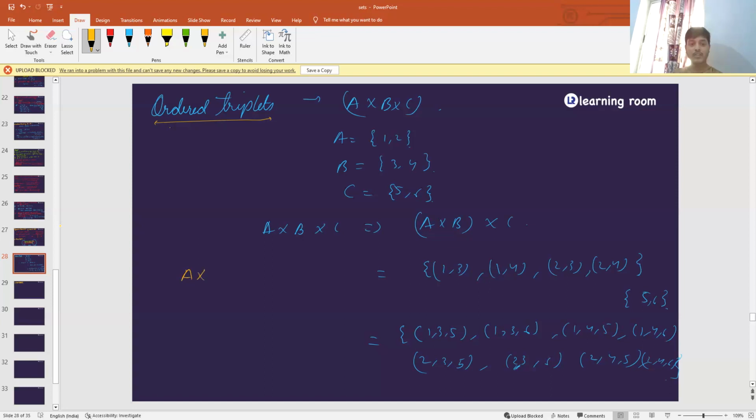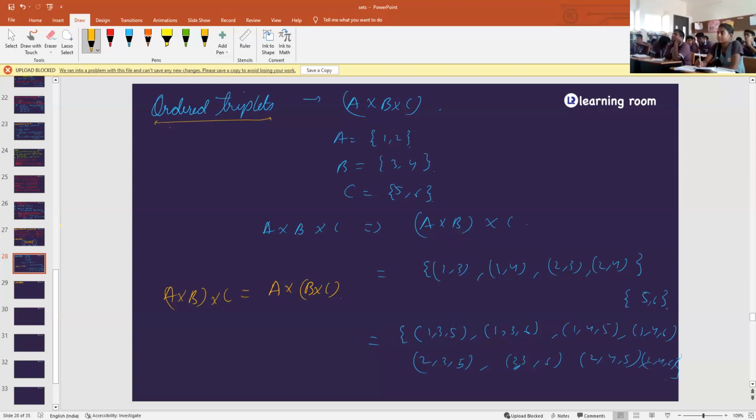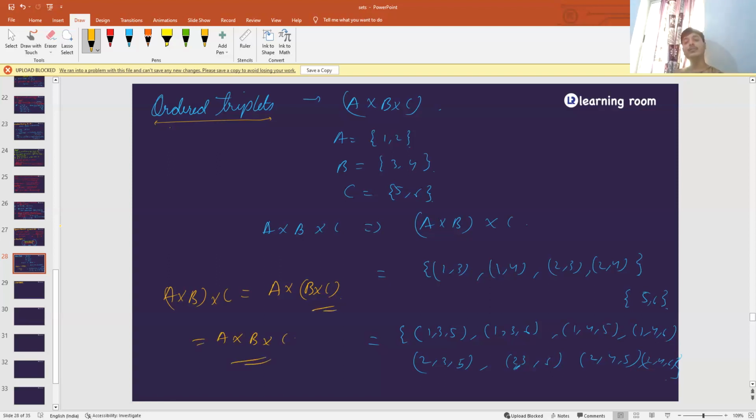Are you asking this, A cross B and A cross C? Oh, you are asking A cross B first, then this, equals A cross B cross C. Yes, sir. Yeah, this is true. This you can go. I just took it randomly. Understood? Any more doubts?